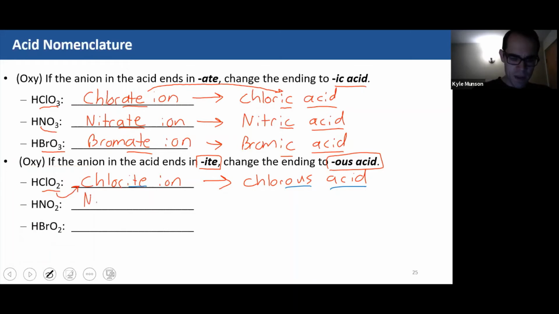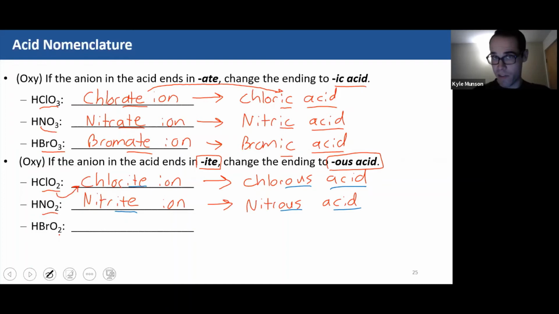Same idea, this is nitrite ion right there. So this is going to get changed to nitrous acid. Not nitrous oxide, for anybody that likes The Fast and the Furious, nitric or nitrous acid. Okay, so I'm going a little fast here because we have plenty of examples coming up in the next slide that we're going to do together. So this is just for the rules.